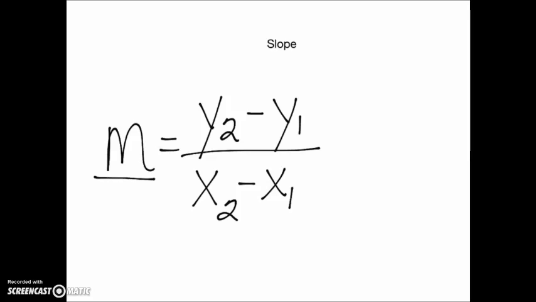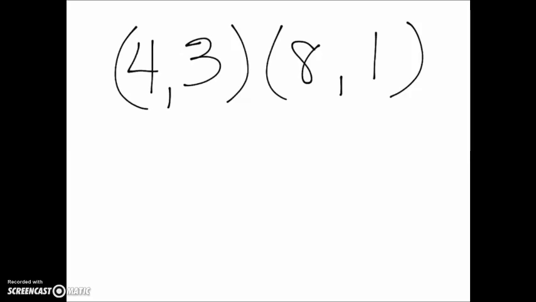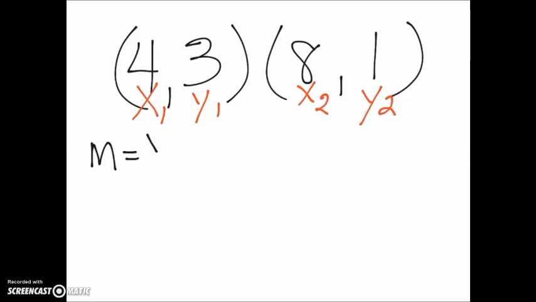Let's try some examples. Here we have an ordered pair. Our first step when we have an ordered pair is going to be to label our x1, y1, x2, and y2 coordinates so that we can plug them into our formula. At this point, we're ready to plug them into our formula. Remember, our formula is m equals y2 minus y1 over x2 minus x1.